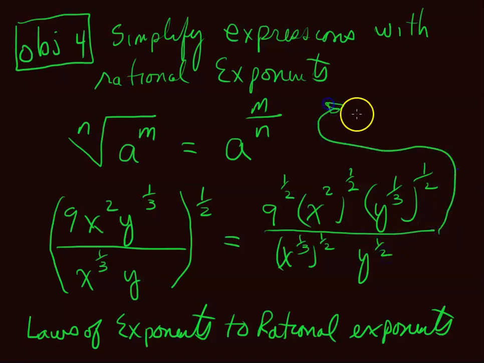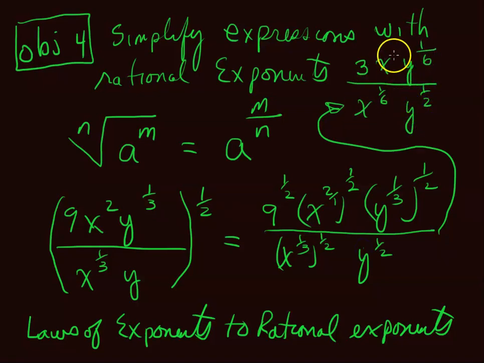See if we can write this as a final answer here. 9 to the 1/2 is just really the square root of 9, or 3. X to the 1 to the squared to the 1/2, you multiply, and you get x to the 1st. Y to the 1/3 to the 1/2, when you multiply fractions, numerator times numerator, denominator times denominator, 1/6. Here the same thing, x to the 1/6 and y to the 1/2.